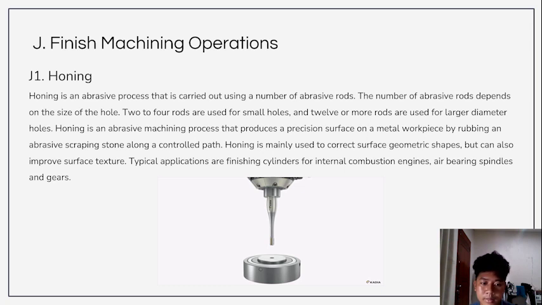Honing is an abrasive machining process that produces a precision surface on a metal workpiece by rubbing an abrasive stone along a controlled path. Honing is mainly used to correct surface geometric shape, but can also improve surface texture. Typical applications are finishing cylinders for internal combustion engines, air bearings, spindles, and gears.